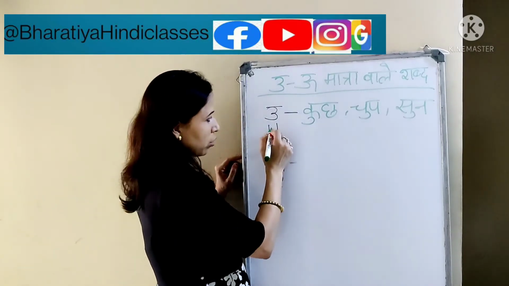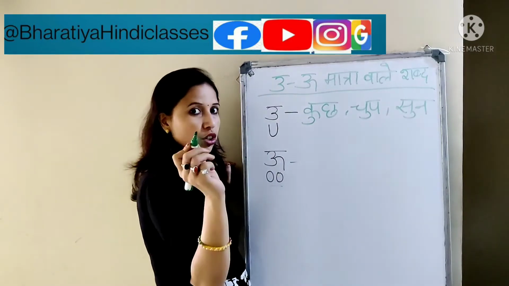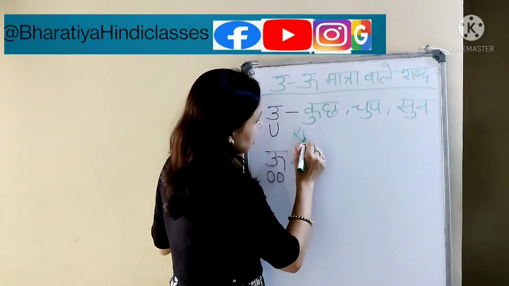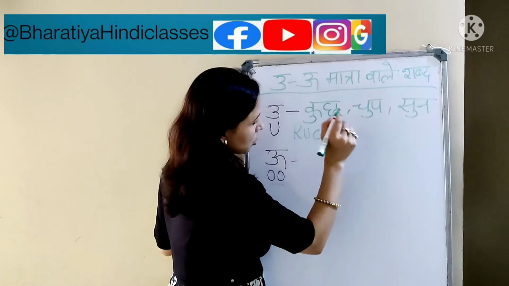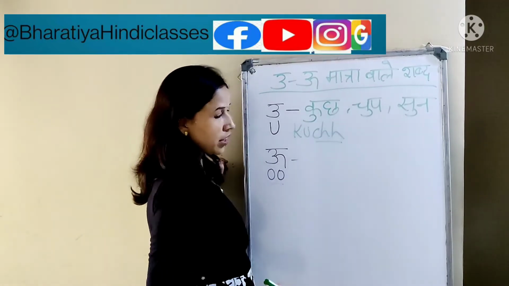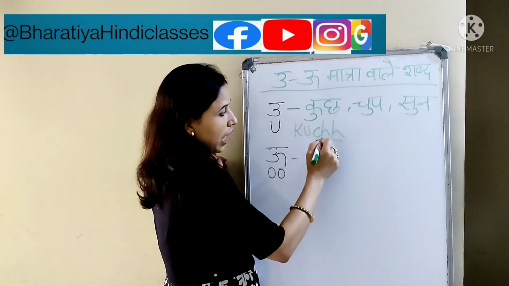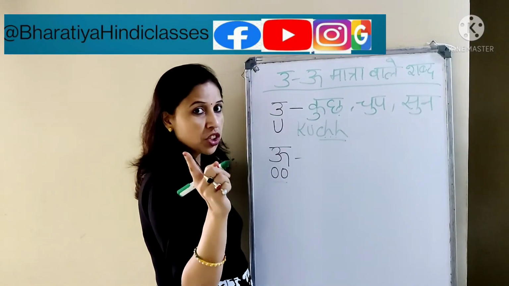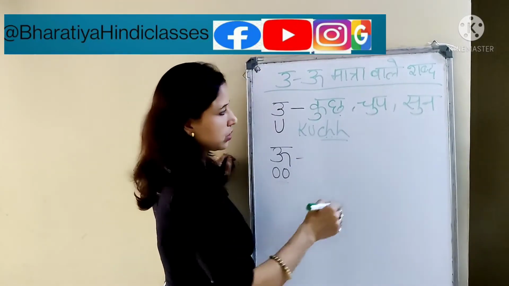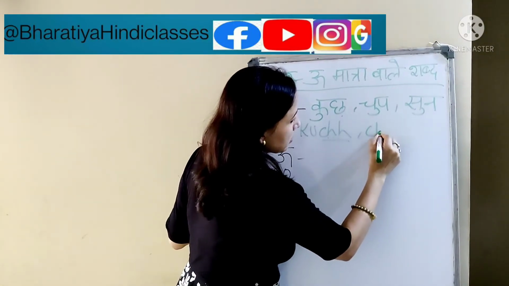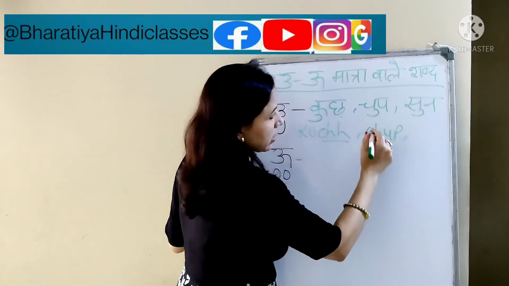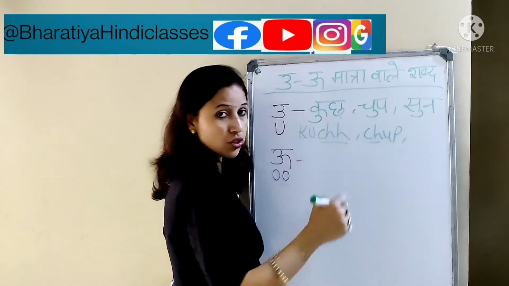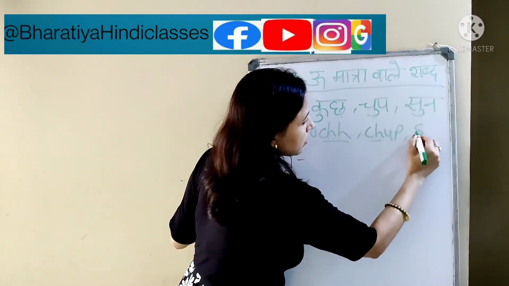Here, according to this, I just write in English, so you will get a clear concept. This is kuch. Here you can notice that for cho I have written CH. It's not CH. CH means cho, so it will become kuch. Here chup. See, here cho is there, so here I have written CH. Sun.